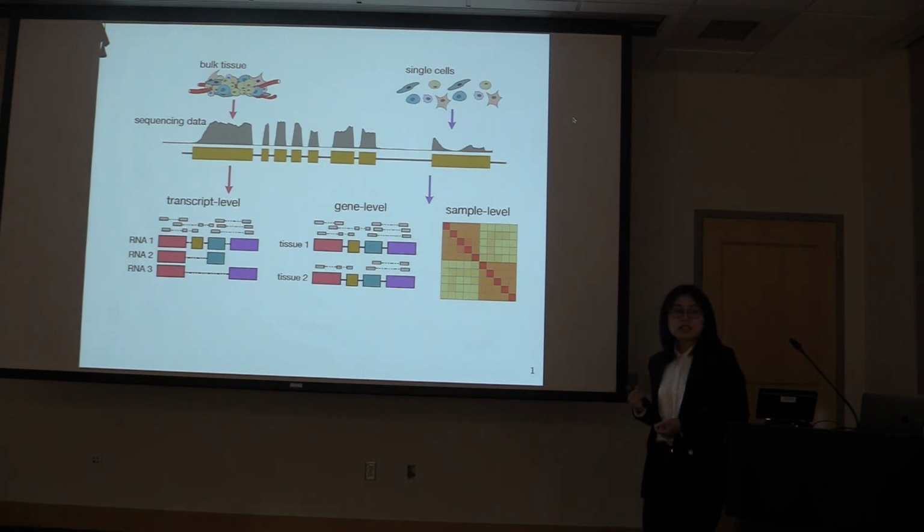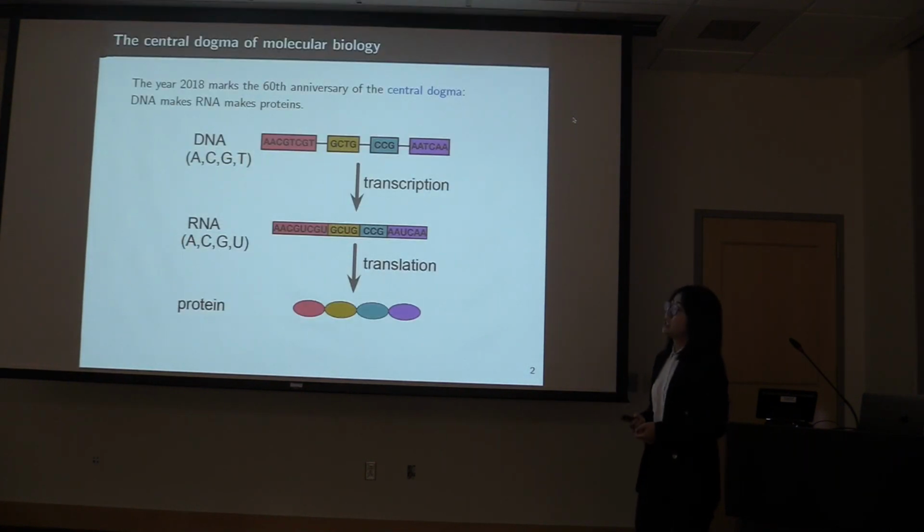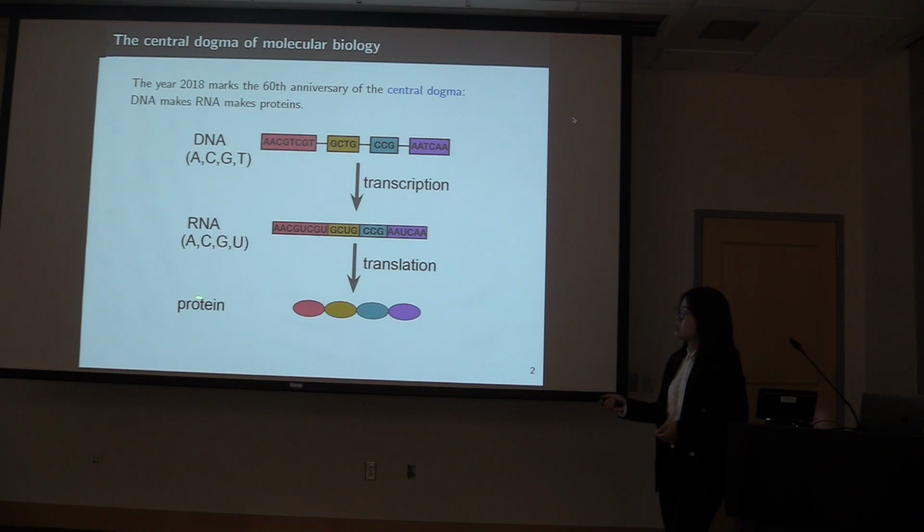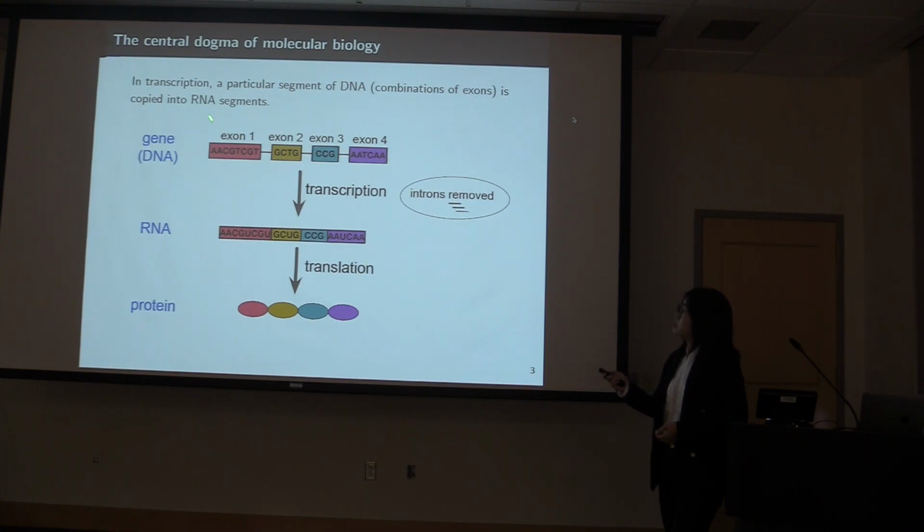So first of all, why does the sequencing data become so popular and important in genomic studies? The year of 2018 marks the 60th anniversary of central dogma, which states that DNA makes RNA makes proteins. And in central dogma, the transcription process refers to the synthesis of RNAs based on the DNA templates, and the translation process refers to the synthesis of proteins based on the messenger RNAs. In the transcription process, multiple exons of the same gene are copied into the RNA molecules, while the introns are removed or spliced out. So the central dogma explains how the genetic information flows from the DNAs to RNAs and then to proteins.